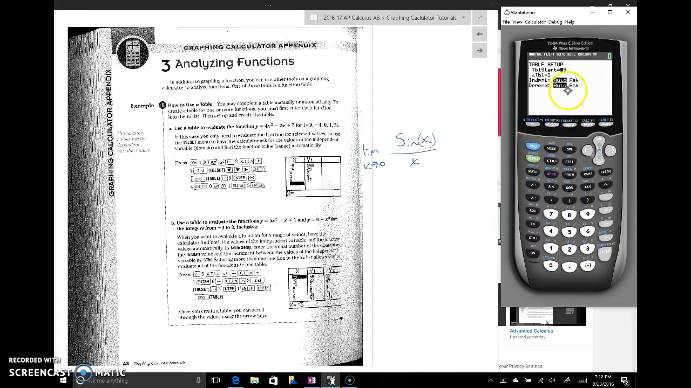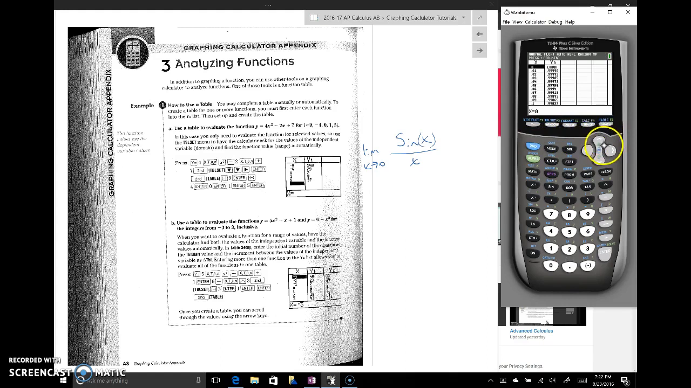We can tell it where we want it to start. So let's have it start at 0. And we want to move by small amounts. So let's say we want to move by 0.01. And we'll go back and look at the table and see what happens.